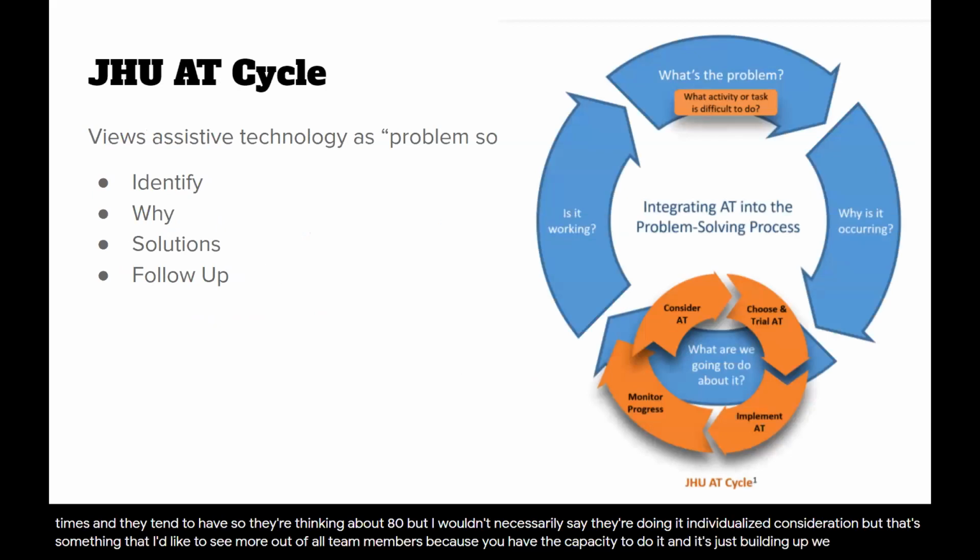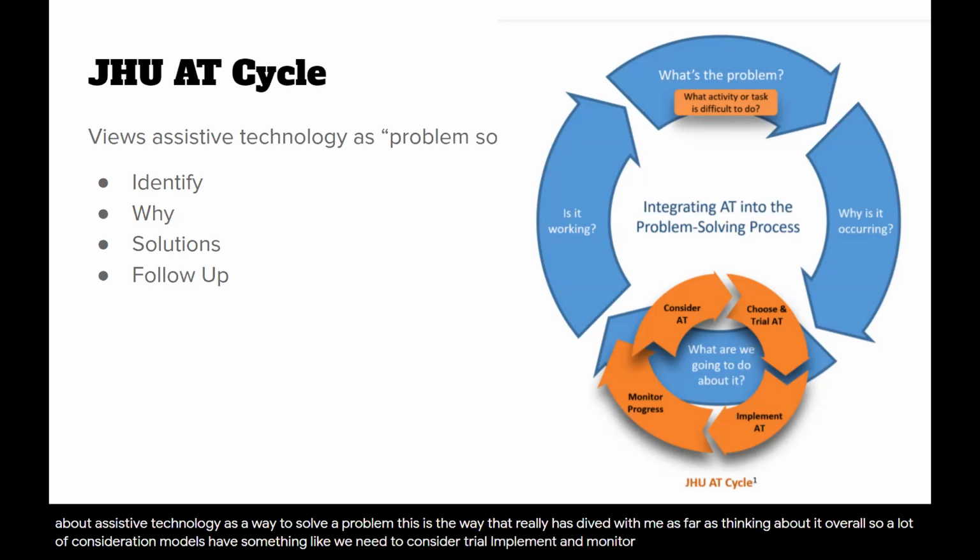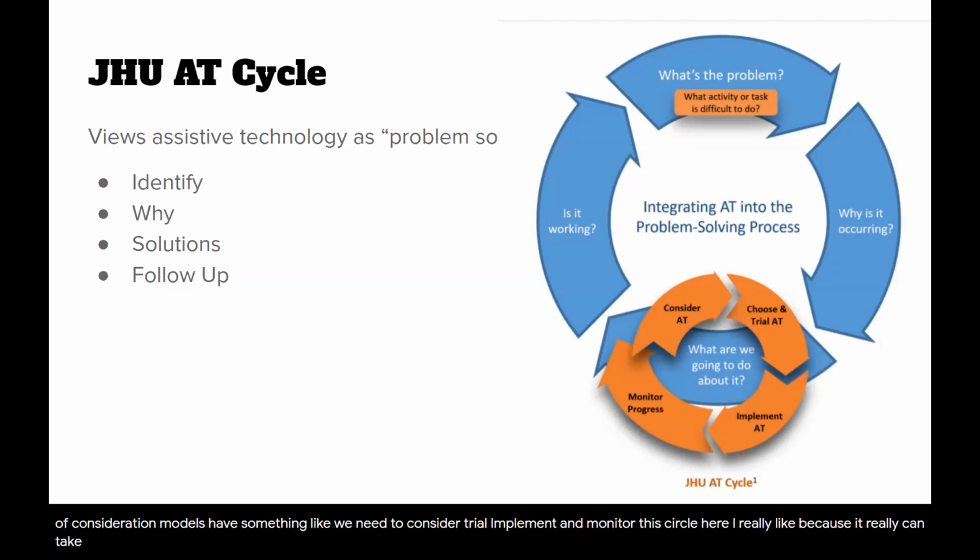We have to think about assistive technology as a way to solve a problem. This is the way that really has jived with me as far as thinking about it overall. So a lot of consideration models have something like this or that decision tree in the background. We need to consider, trial, implement, and monitor. This circle here I really like, because it really can take you through what you do in an IEP year.